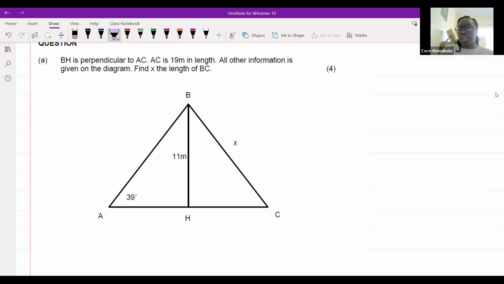All right, let's read the information we've been given. It says BH is perpendicular to AC. AC is 19 meters in length. That's something that they have not added in the picture, so we do need to add that. So AC is 19 meters in length, right? All other information is given on the diagram. Find X, the length of BC, all right?